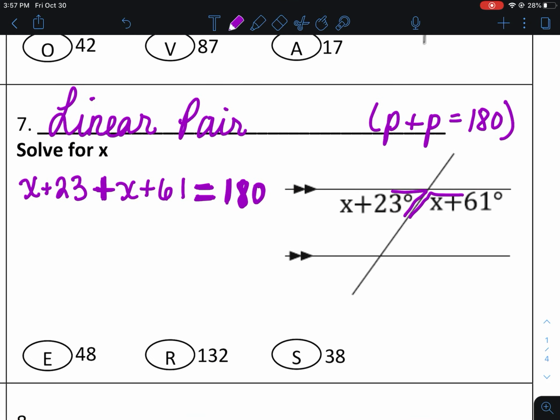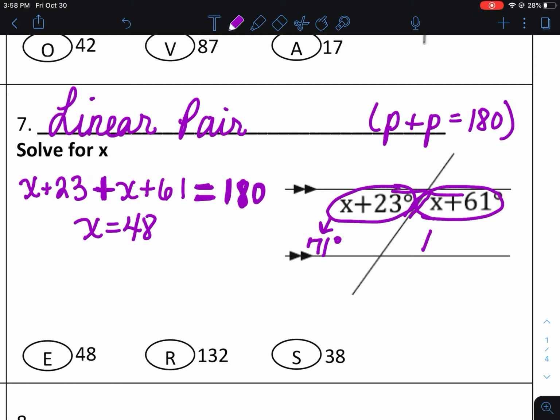All right, so we get 48. So that's going to be x equals 48. Cool beans. Let's go ahead and plug it back in. So instead of x plus 23, we got 48 plus 23, what's this? 71. Okay, and then over here, instead of x plus 61, we have 48 plus 61. What's that? 109. That's what I get for doing it in my head. I should have written it down.